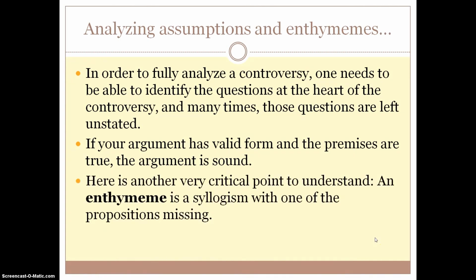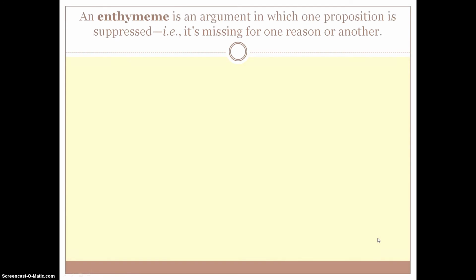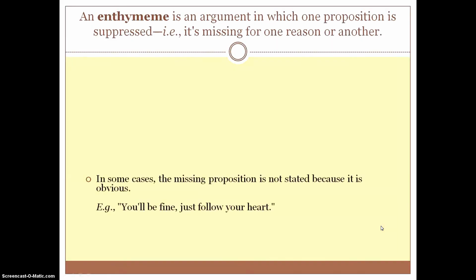Here's another very critical point to understand. An enthymeme is a syllogism with one of the propositions missing. That's Weaver's definition, and as well as Aristotle's. Okay, so let's go with this idea that an enthymeme is an argument in which one proposition is suppressed or it's missing for one reason or another.